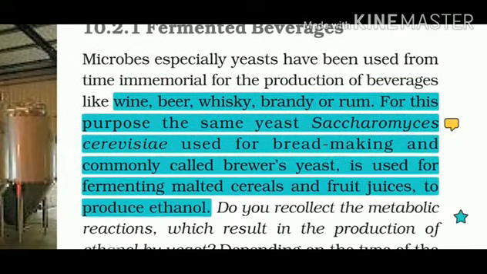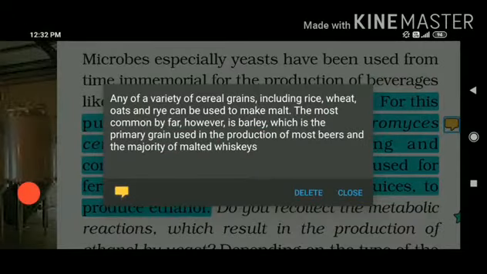Let's study what is the meaning of malted cereals. Any of a variety of cereal grains, it can be rice, wheat, oats and rye, can be used to make malt. The most common by far, however, is barley, bajra, which is the primary grain used in the production of most beers and the majority of malted whiskies. Here malt means when it gets fermented during anaerobic respiration, it makes a malt.